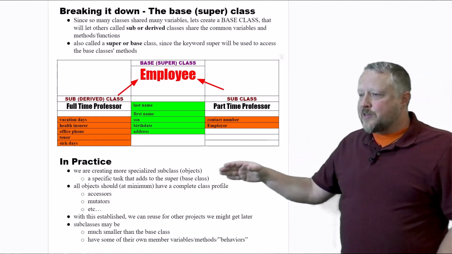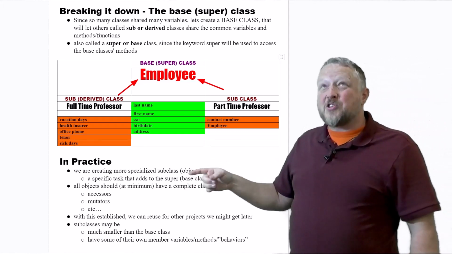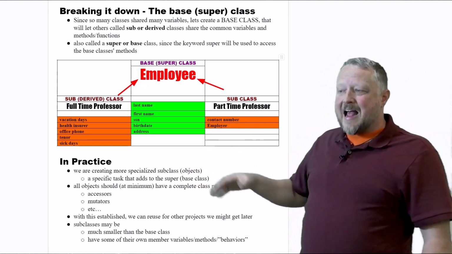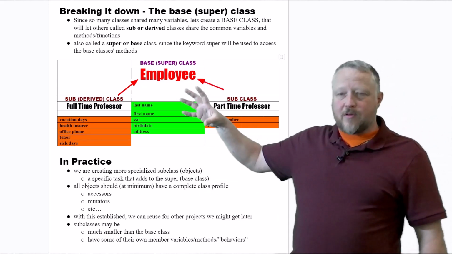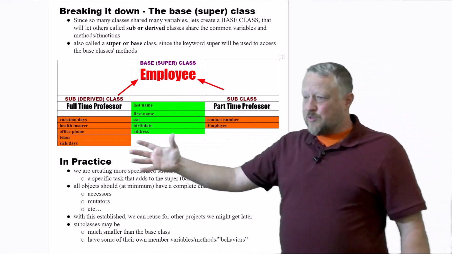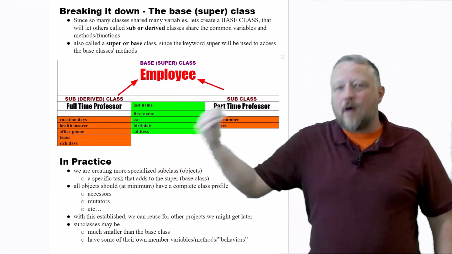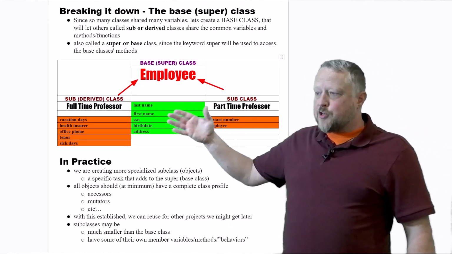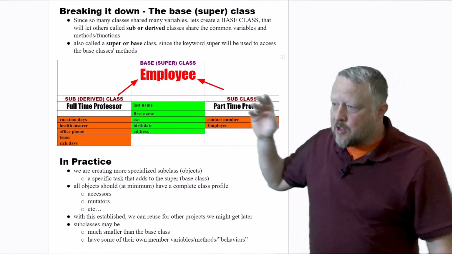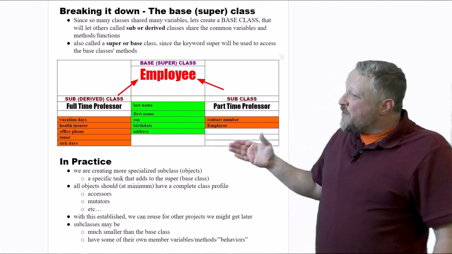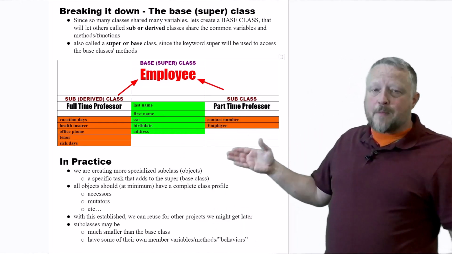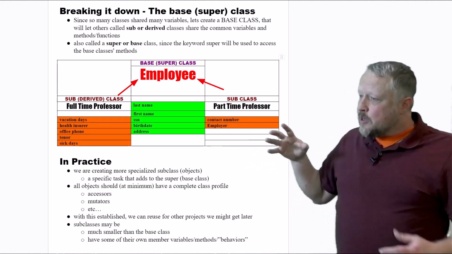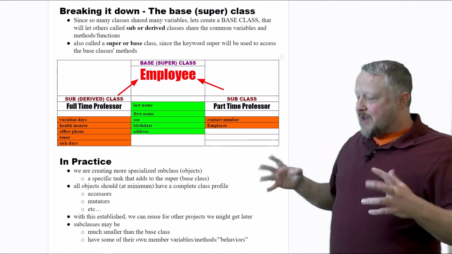Now in practice, we're going to create more specialized subclasses, just like we're doing here. A specific task that adds to the superclass, we talked about that with UIN. By the way, these are just so far variables. I haven't even gotten into the functions yet. And the functions are the same thing. If you have a certain function that you're going to need for every one of the employees, throw it into the employee class. If you have a very specific function you need for a part-time professor, you will leave it here and it will not be inherited from employee. So functions are basically the same idea.